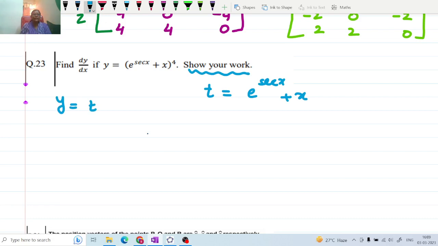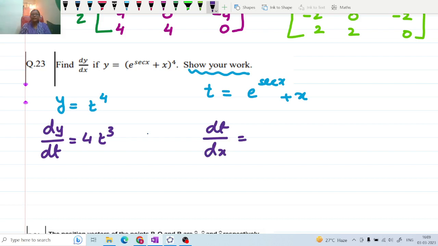y will be t to the index 2. So now what is it that you will have in this statement? We have the derivative of y with respect to t, and that comes out to be 4t. Then we have dt with respect to x, that is e to the index, derivative is the exponential itself, with the derivative of sec x. The derivative of sec x is sec x tan x, then plus the derivative of x, that is 1.